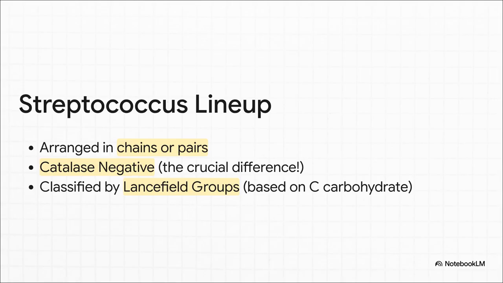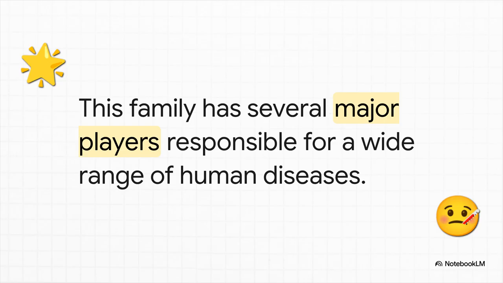They're also sorted into something called Lancefield groups, which is basically just a way of categorizing them based on a specific molecule on their cell surface. And just like any good crime family, the Streptococci have some real notorious members, the all-stars responsible for a whole host of human diseases. Let's run down the lineup.